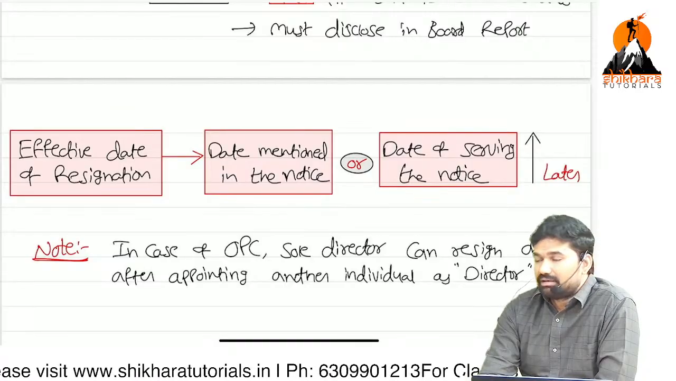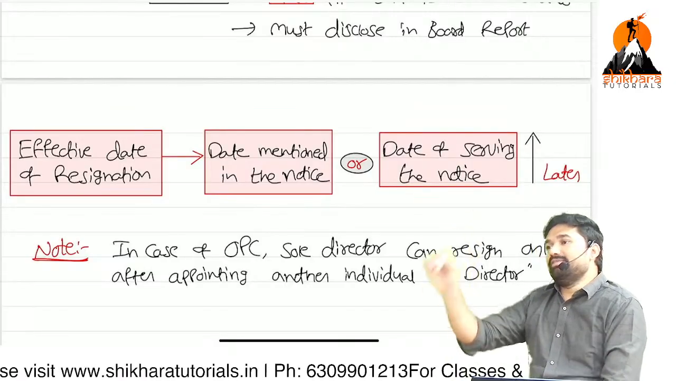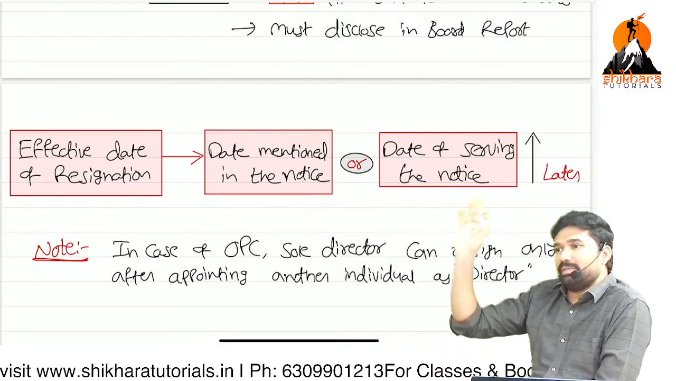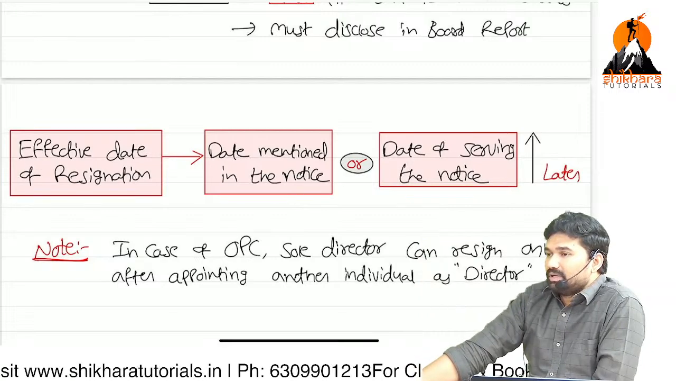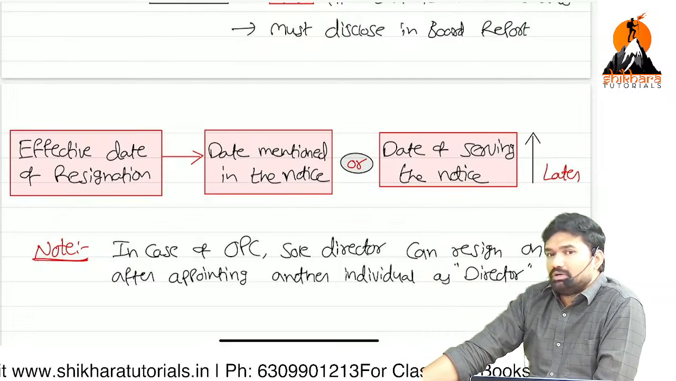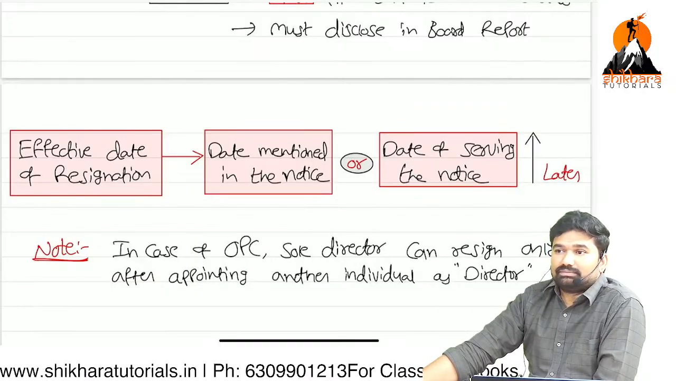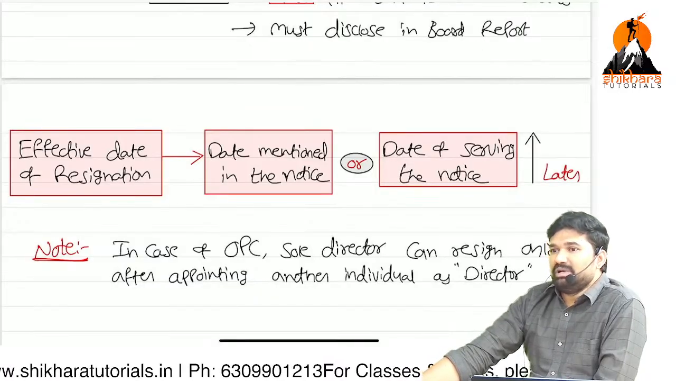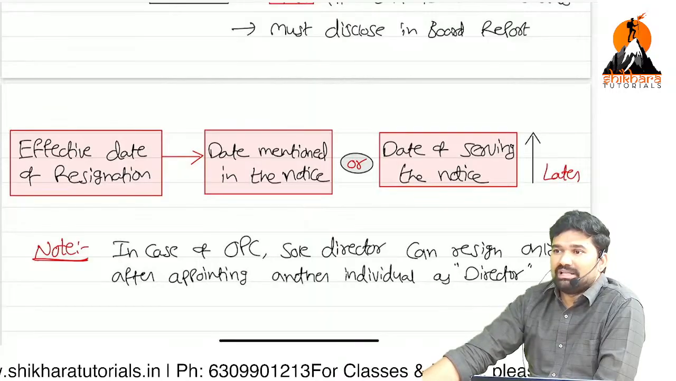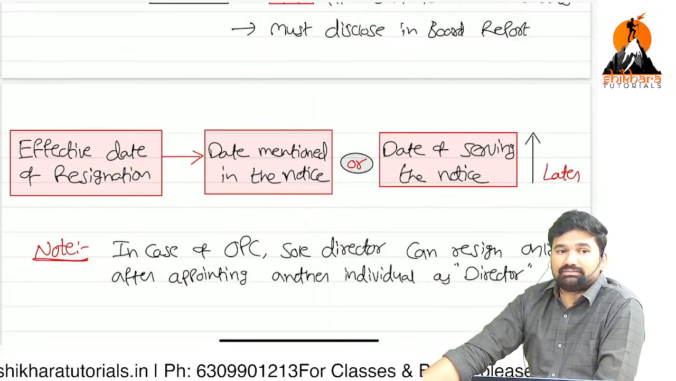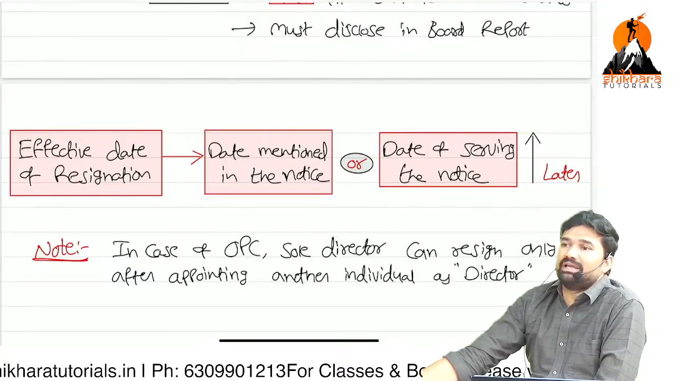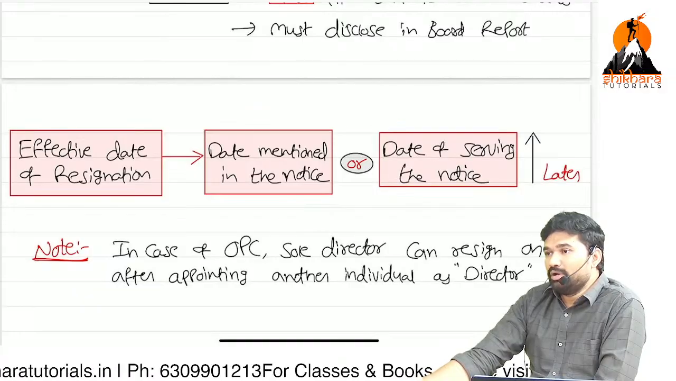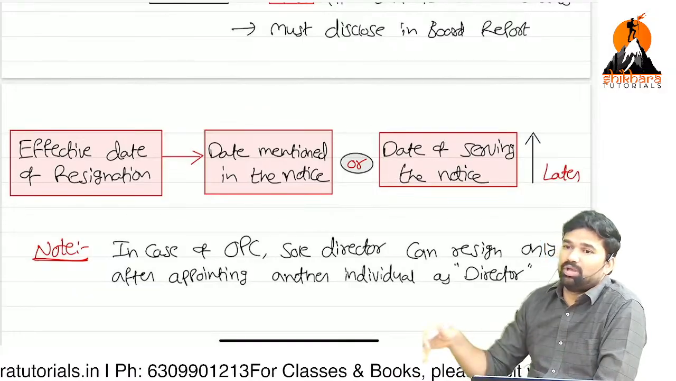Whichever is later. Say for example, today I am giving notice to the company, saying that from 14th July onwards, I am going to resign from my directorship. So what is the effective date of resignation? 14th July. Why? Because I have clearly mentioned a date. I didn't mention anything. I simply served a notice tomorrow morning. Then what is the effective resignation date? From tomorrow onwards, I am discharged from my responsibilities. Till yesterday, I am responsible for all the actions taken during my tenure.